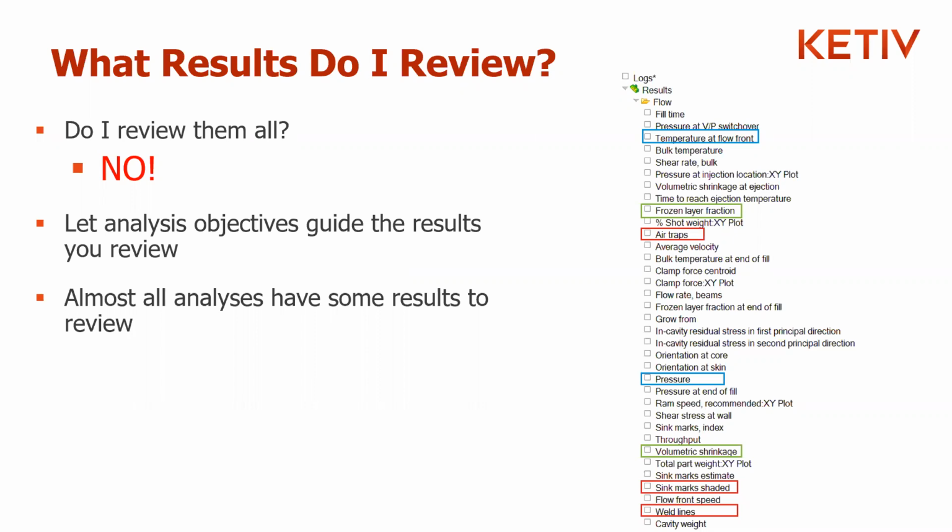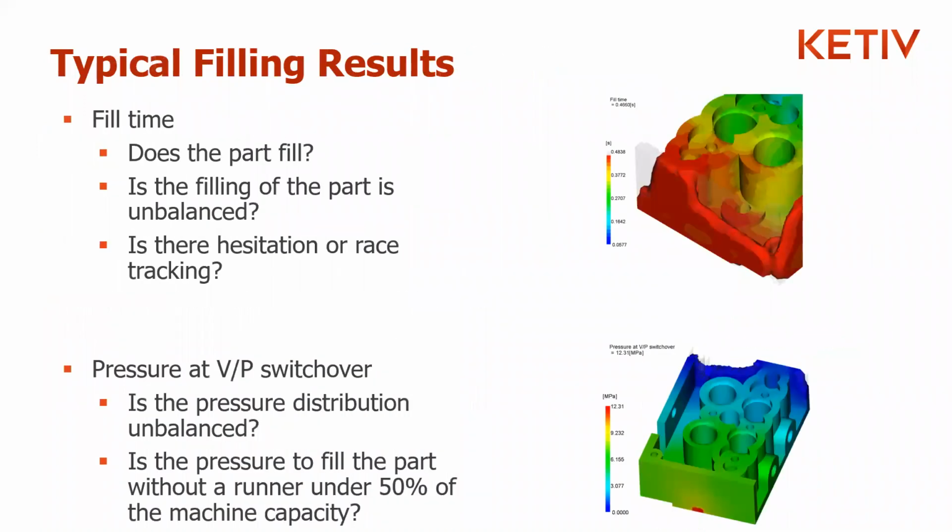So we'll go over some of these results now and talk about what you should be looking for, and we'll do this in brief before we jump straight into the software. The first thing I want to talk about is the typical filling results. What should we be looking at? Big ones, of course, are fill time and pressure at VP switchover. VP switchover is basically just the point at which it switches from fill to pack, right? There's nothing crazy about that. It just switches from having filled to the packing phase of the process.